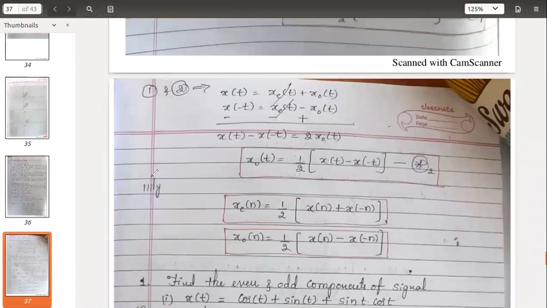Here you can see, similarly, I have written it for discrete time. Whatever t we have, I have replaced it with small n. N indicates discrete time. Half of the original signal and its reflection, plus and minus, will give you the even and odd component. I hope you understood this. Till this you understood. Any doubts you can ask me. I'll move to the problems.